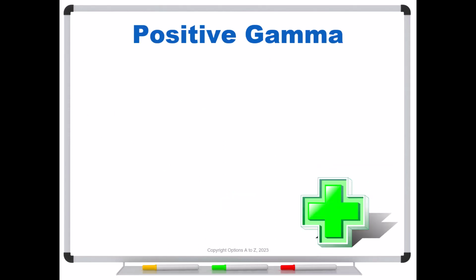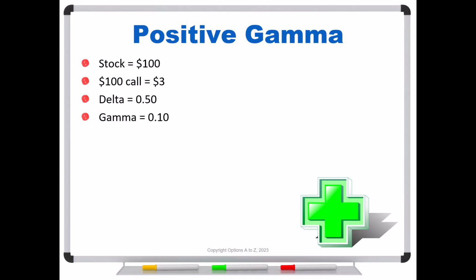So for example, let's say that we have a stock trading for 100 and the $100 call is trading for 3. We look on our broker's platform and maybe you see a delta of a half or 50 and a gamma of 10 or 0.10. So what does this mean? What it means is that if the stock makes a $1 move right now, so it's going to move from 100 to 101, we should see that delta increase from 50 to 50 plus gamma. It's going to pick up gamma. So the new delta will be 60.